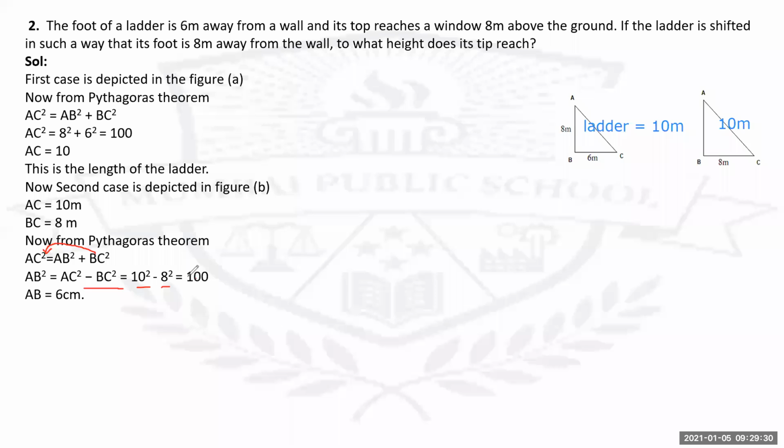So here it is 36. What is the root of 36? Root of 36 is 6 when you remove the square root. So with help of this, to what height does the tip reach? It is going to be 6 meters. Is this clear to all the students? So let's move ahead to the next part.